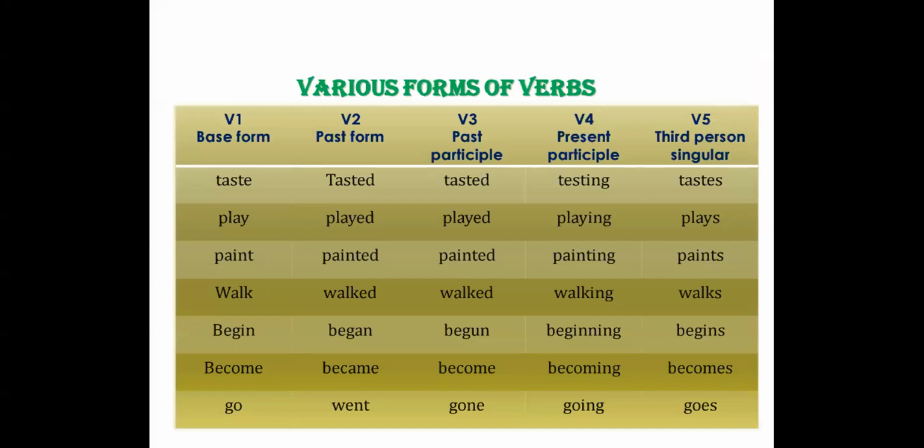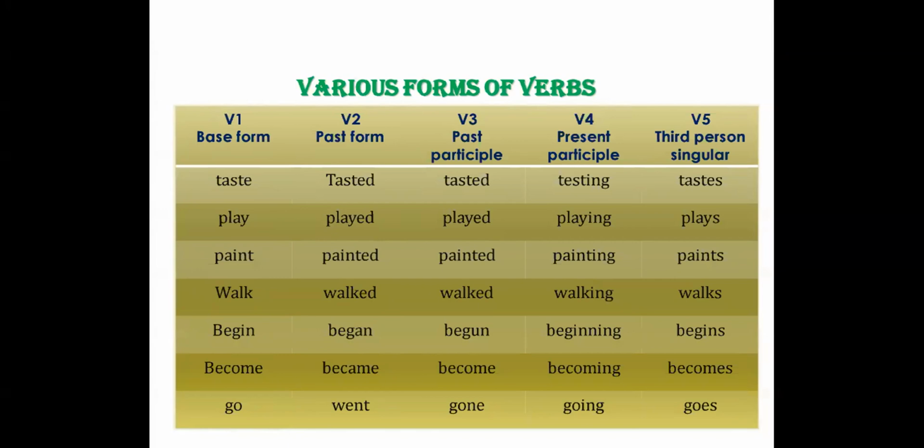Now see which are the various forms of verb. V1, V2, V3, V4, V5. V means verb. V1 means base form, V2 means past form, V3 means past participle, V4 means present participle, and V5 means third person singular. See, test will change into tested, tested, testing, and tests.